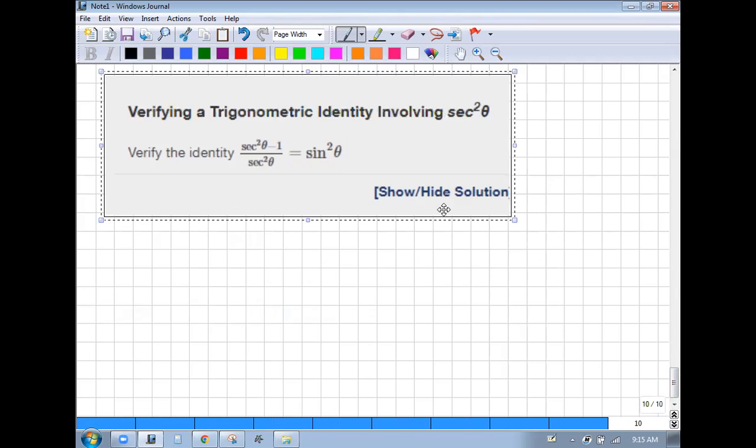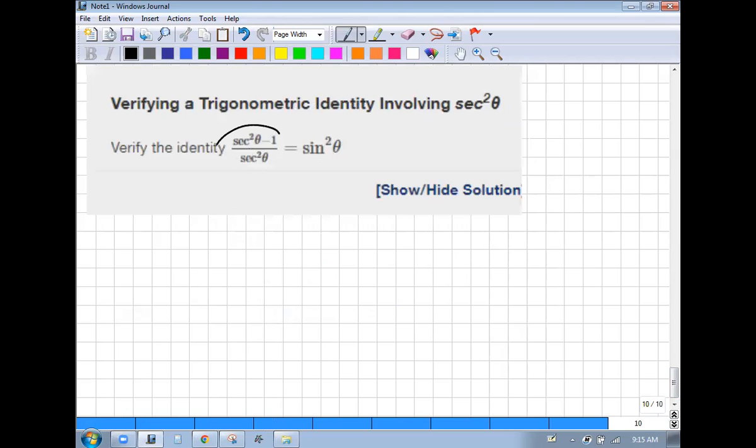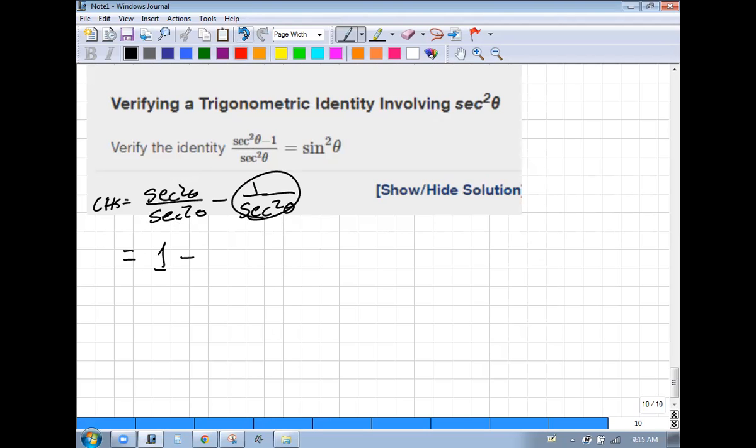How about this? If I looked at it and saw, how about I separate this? I have secant squared, left-hand side. Secant squared over secant squared minus 1 over secant squared. And break it up. And this is just 1. And then this is 1 over cosine. I mean, 1 over secant is cosine, right? And then I know from my Pythagorean identity, this is just sine squared. So there's three approaches, right?